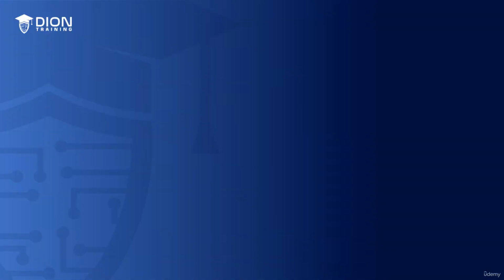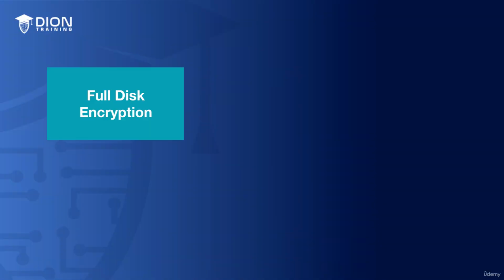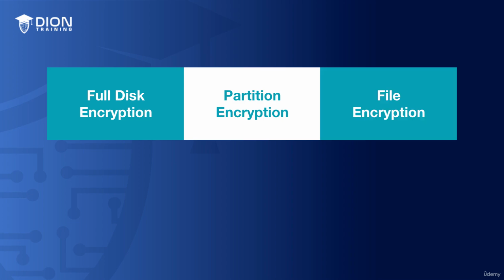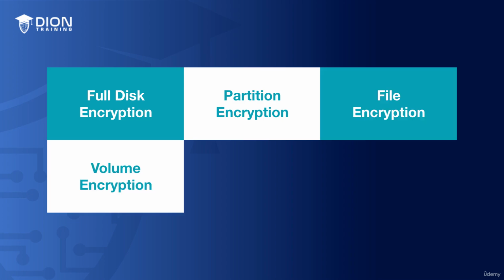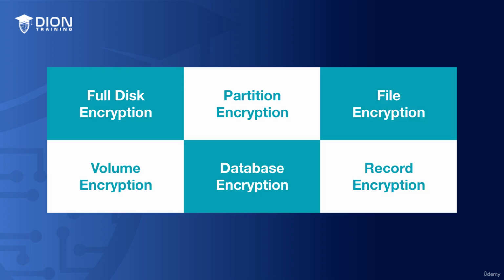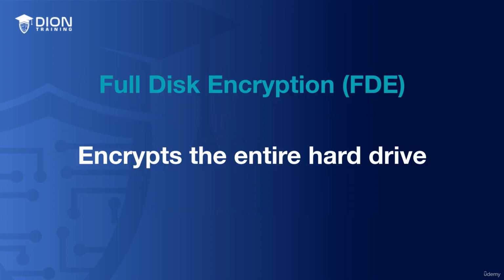There are several types of encryption methods used for data at rest. These are full disk encryption, partition encryption, file encryption, volume encryption, database encryption, and record encryption. Full disk encryption. This method encrypts the entire hard drive. When the system is off, the data is encrypted. When the system is on and the user is logged in, the data is then decrypted. This can be achieved through the OS, third-party software, or the disk device itself.